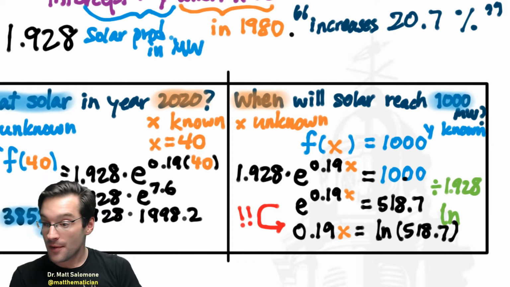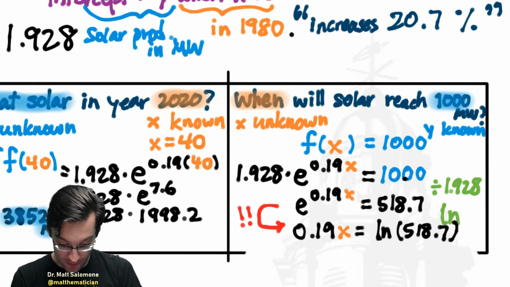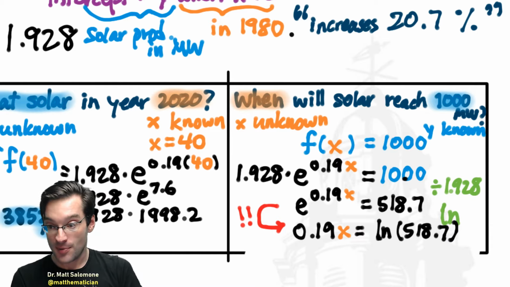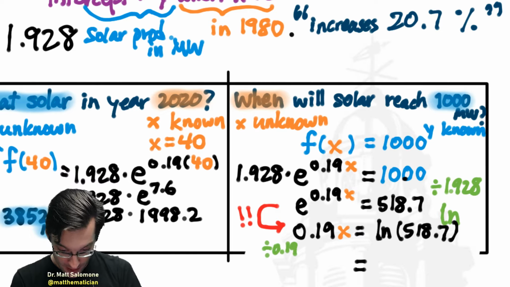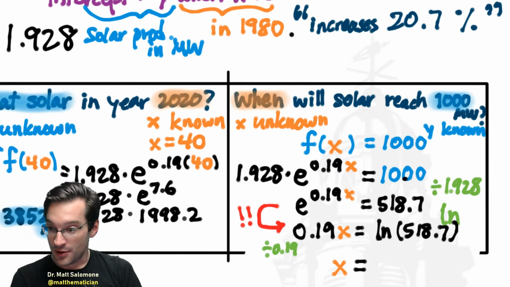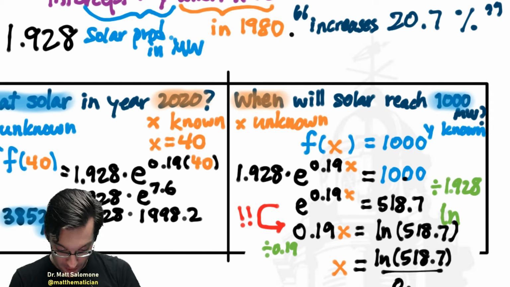If you get comfortable with that step in your algebra, that's the only new bit of algebra that we're learning here in this last chapter of pre-calc: how do I rescue that x from outside of the exponent? Because now that we're here, x has been rescued from the exponent. The only thing we have left to do to finish solving my equation is divide by 0.19 on both sides. And I find out that the value of x that's going to solve my equation is the natural log of 518.7 divided by 0.19.